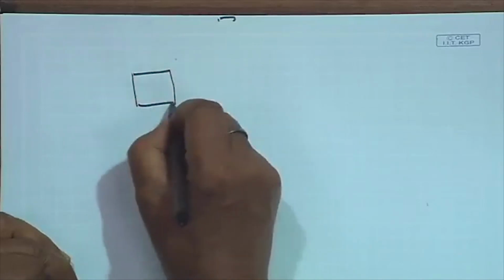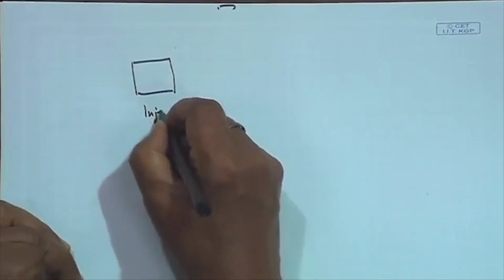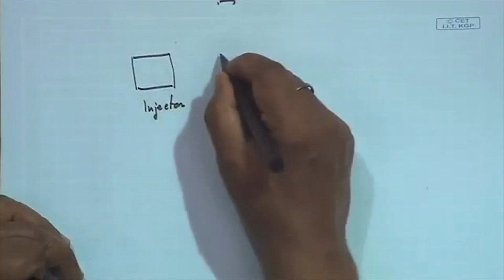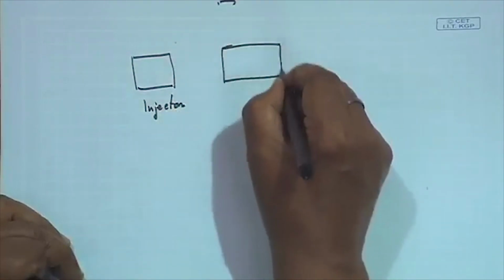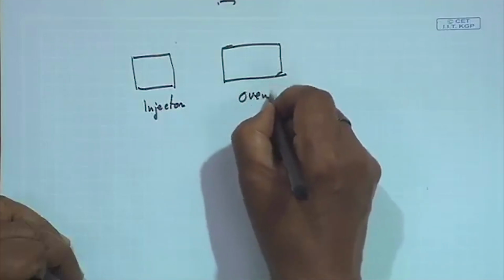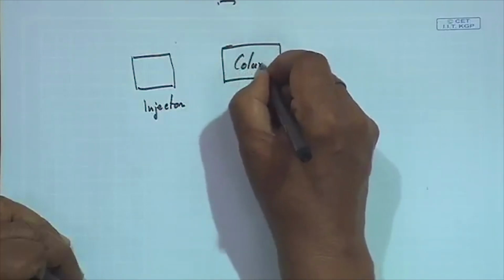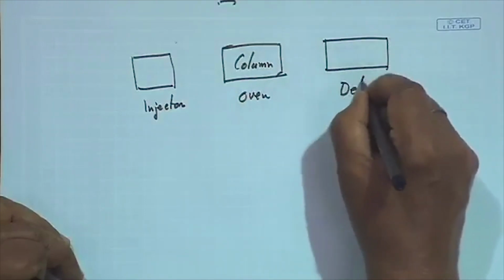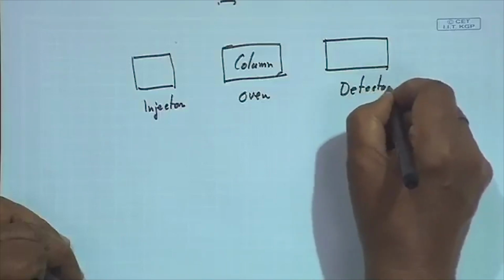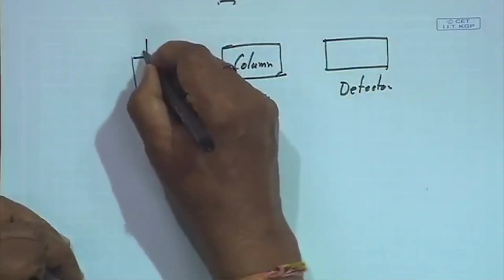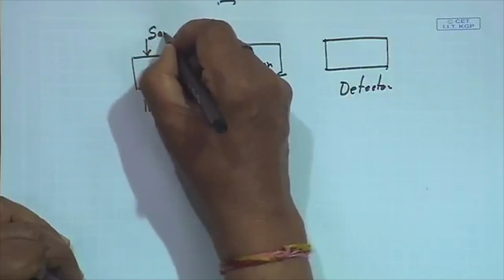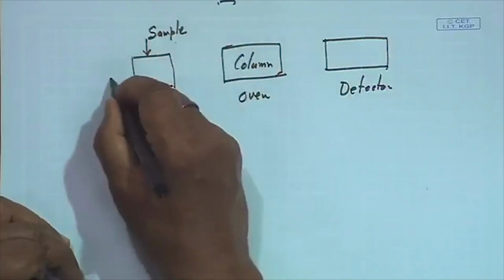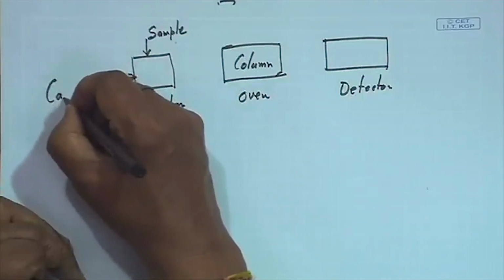So in the case of gas chromatography, we have three different sections. One we call the injector, another we call the oven, where we have the column, and another we have the detector. So what do we do here? We put the sample, measuring the amount of sample with the help of a syringe, then here we put the carrier gas.